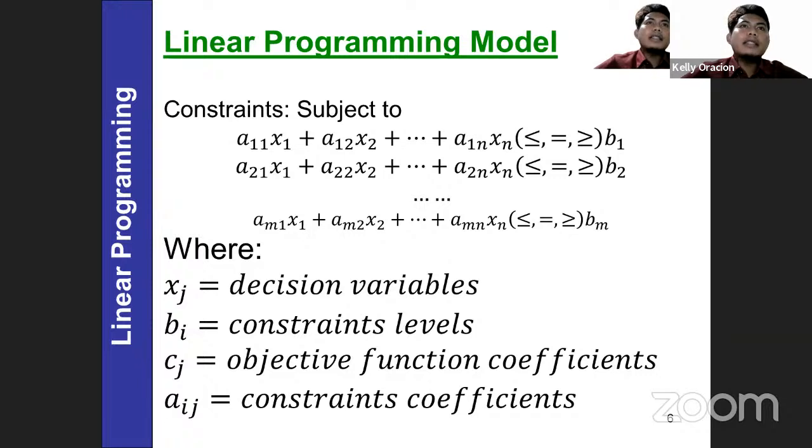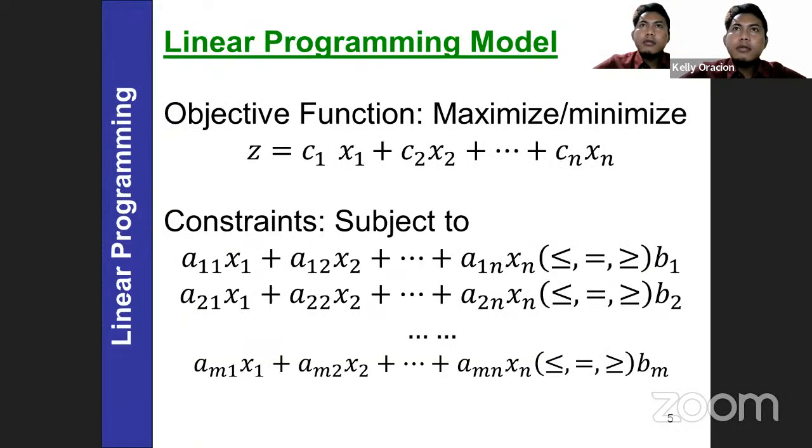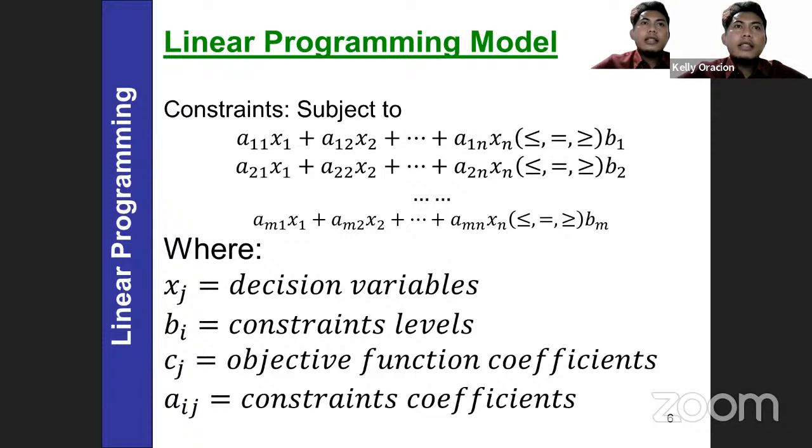So what is this x sub j? That's the decision variables. The b sub i is the constraints levels. Then the c sub j is the objective function coefficients, and this one, the a is the constraints coefficients.